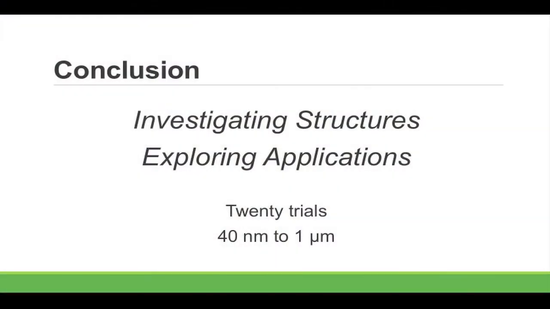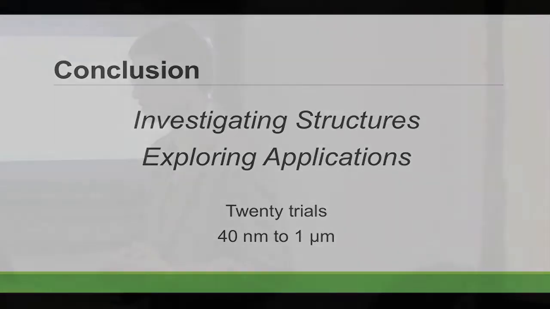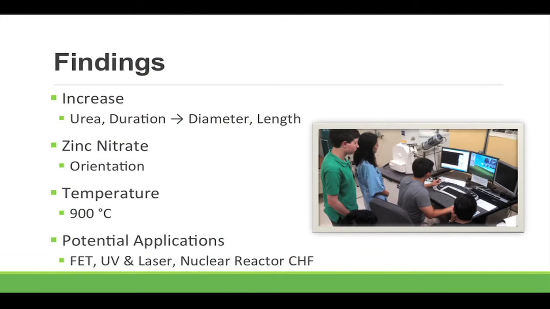So now that you've taken a look at our research and our data, what conclusions can we draw from this? Well, to start off, we can successfully report that we did in fact complete both of our primary objectives, investigating the effects of various variables on the structures generated and exploring the applications of those structures. This occurred over the course of 20 experimental trials and produced nanostructures ranging in size from 40 nanometers to 1 micrometer. Now, we had a number of experimental findings from our research.